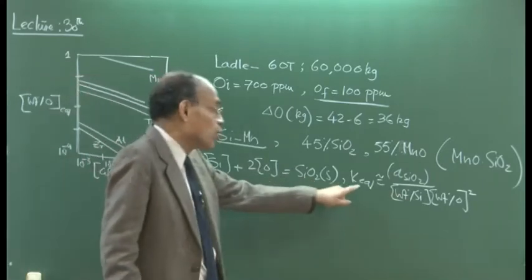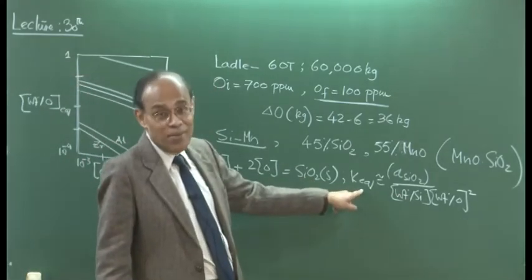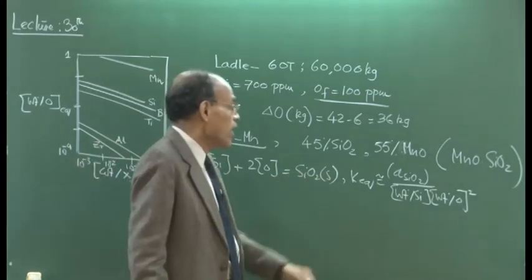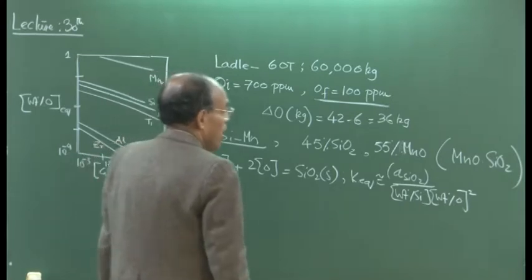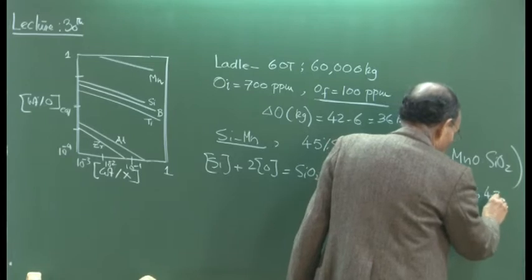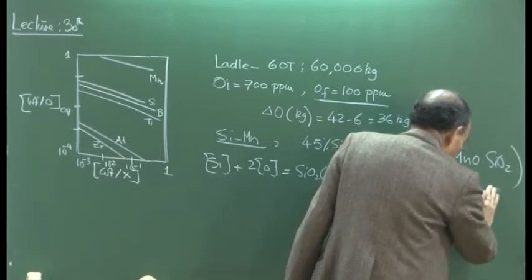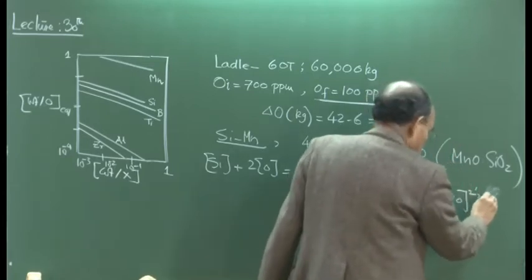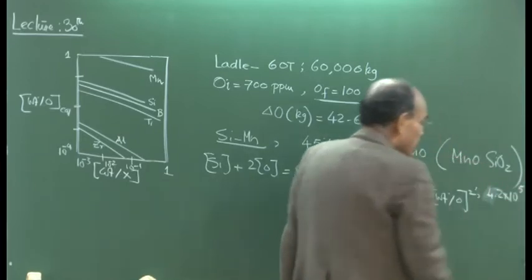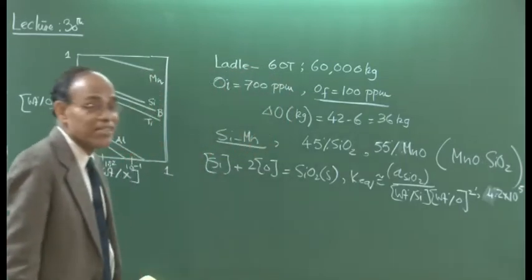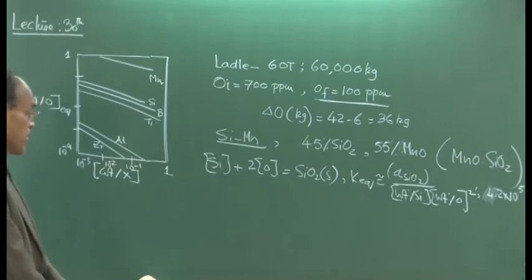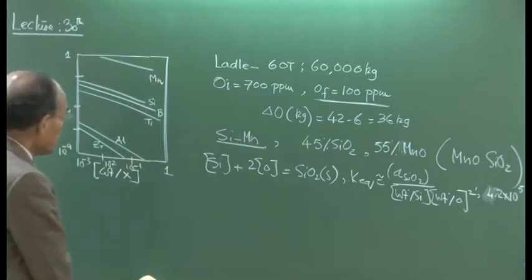So, the K equilibrium value, as I have indicated, you should be able to find out from a thermodynamic handbook or a chemical or metallurgical engineering handbook. Let us say that we know the value at 1600 degree centigrade, and let this value be 4.2 into 10 to the power 5. This is a large equilibrium constant value, which essentially means that silica is a fairly stable phase in this particular case.